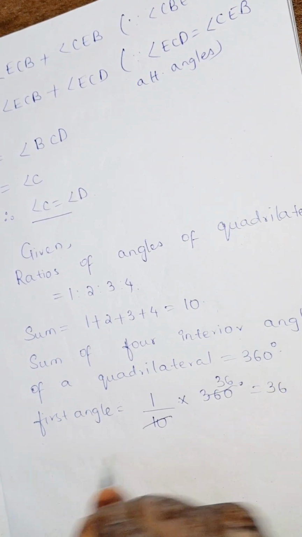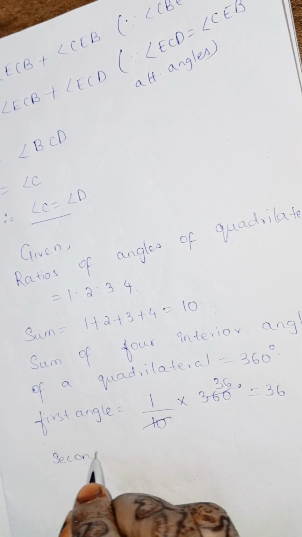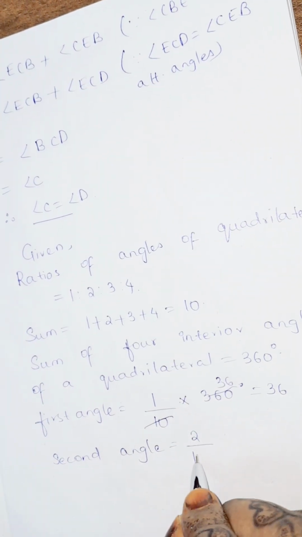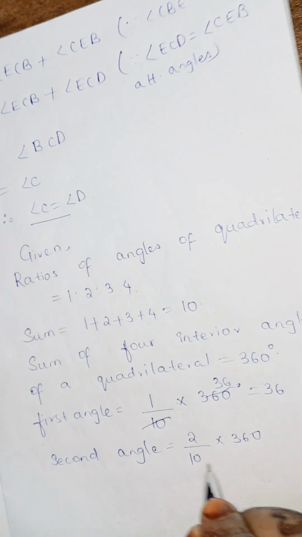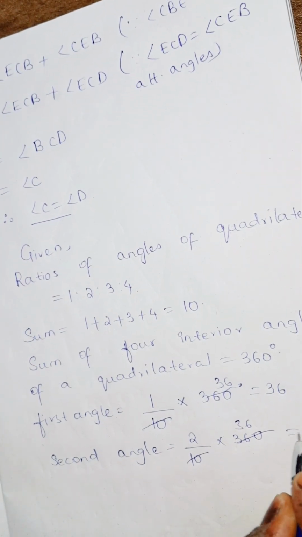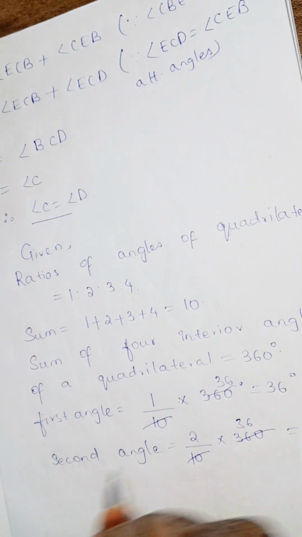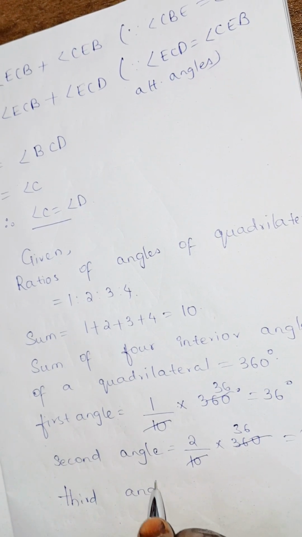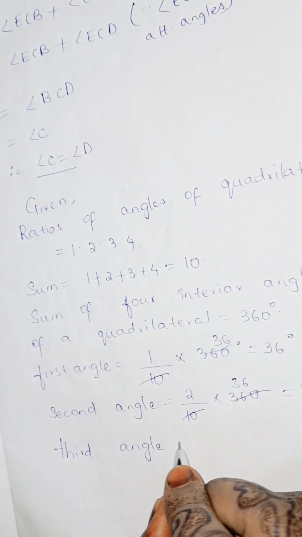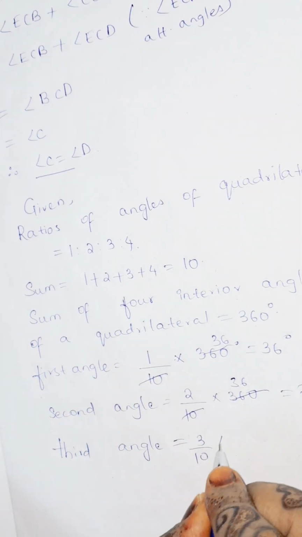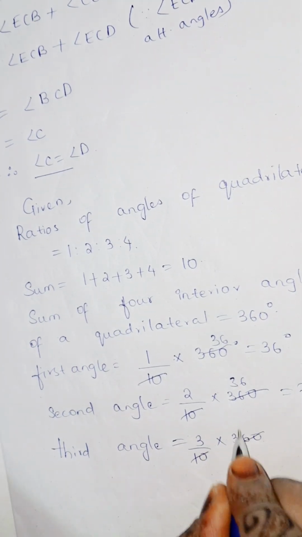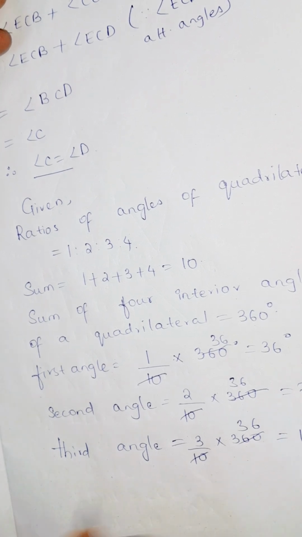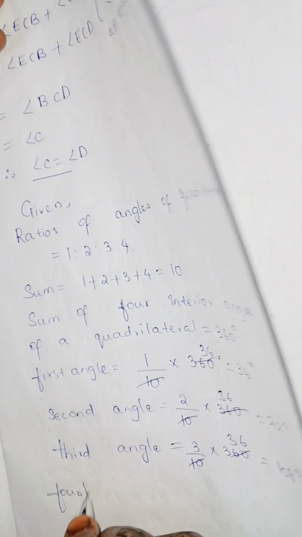First angle is 36. What is the second angle? 2 by 10. Second angle, right? 2 by 10 into 360. Again, 36 twos are how much? 72. Right. What will be the third angle? Third angle is nothing but 3 by 10 into 360. 3 into 36 is how much? 108 degrees.